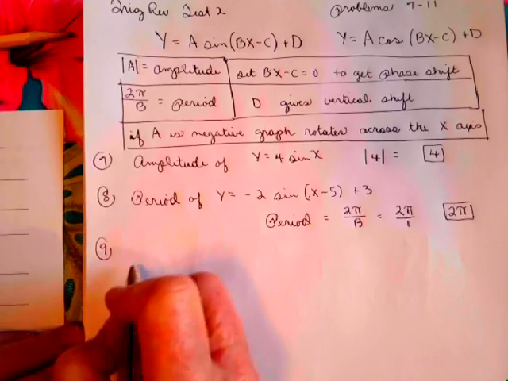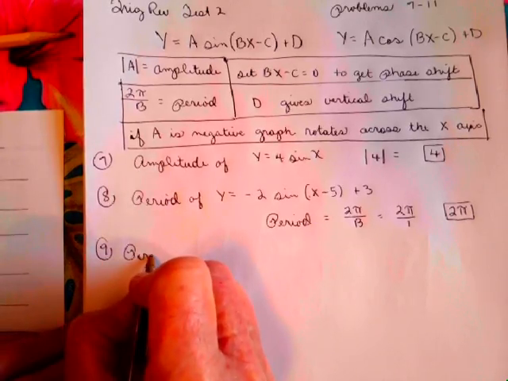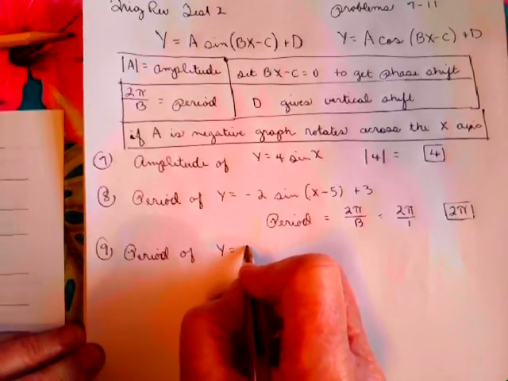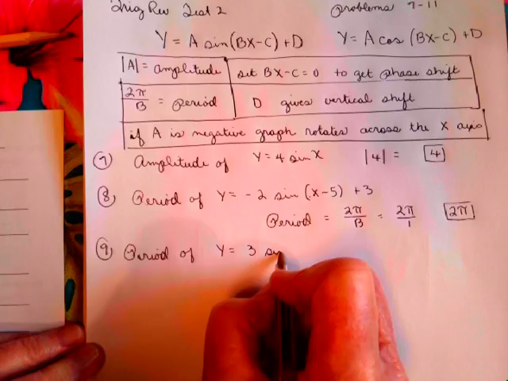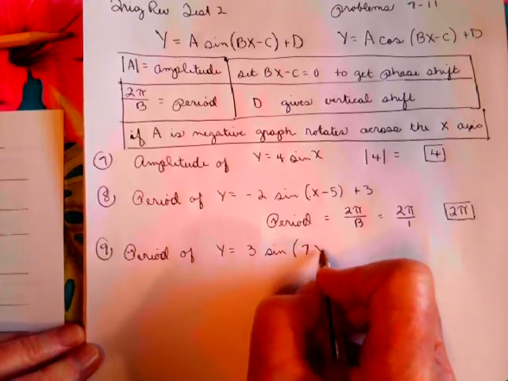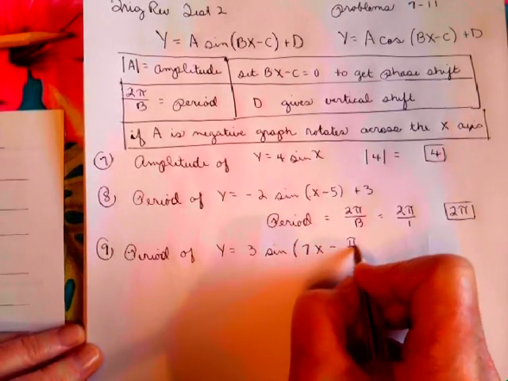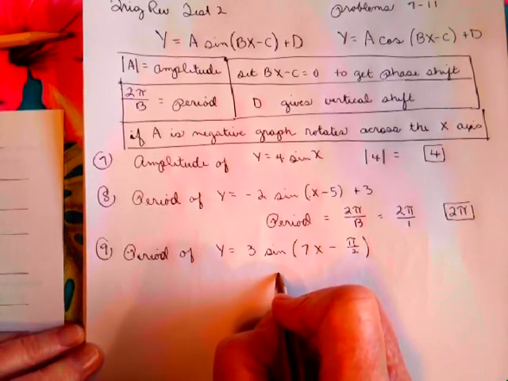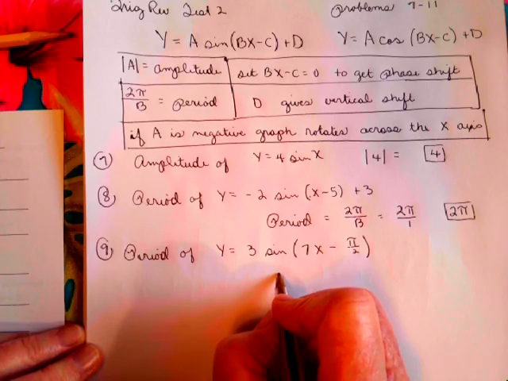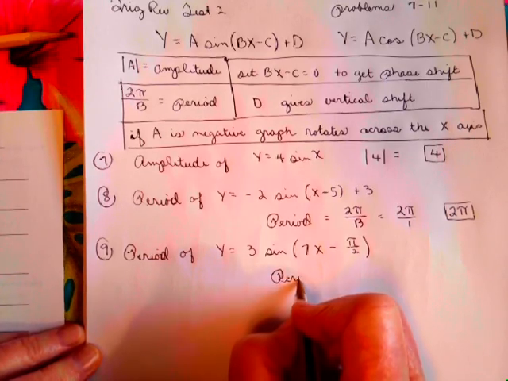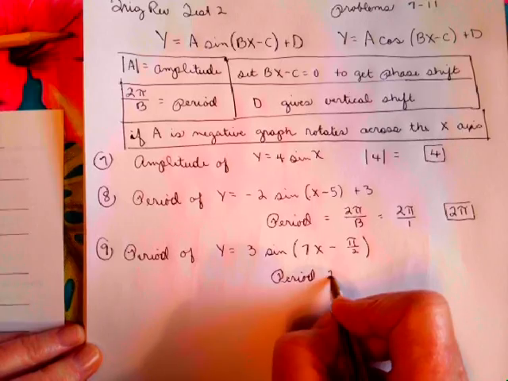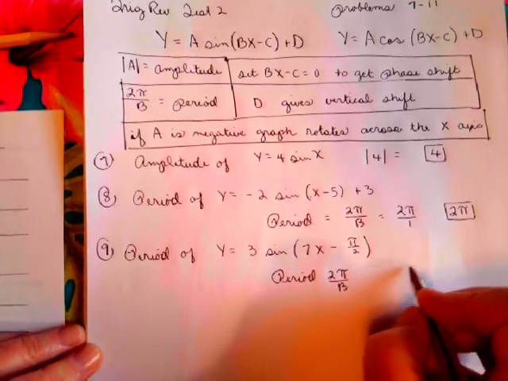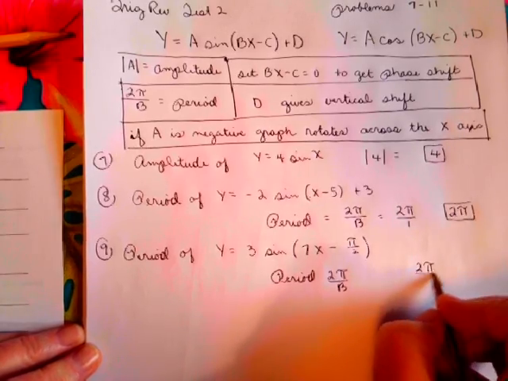Number 9. The period of y equals 3 times the sine of 7x minus pi over 2. Period is 2 pi over b. So for this problem, since b is 7, the answer is 2 pi over 7.